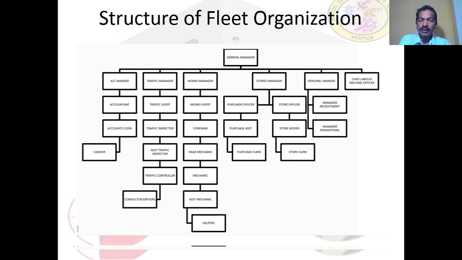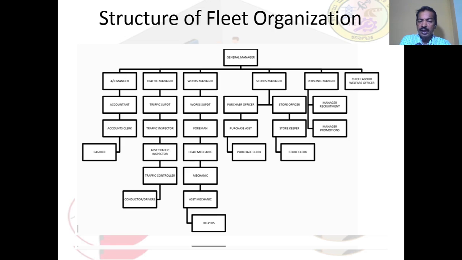Next, the structure of fleet organization. Structure means how the work is done in a fleet organization by arranging different sections to look after it. Here, the boss of any fleet organization is a general manager. It may be different between the private sector and the government sector. Government sectors like KSRTC have a different type of structure, but in general, a fleet organization has this type of structure. The boss of the organization is a general manager.